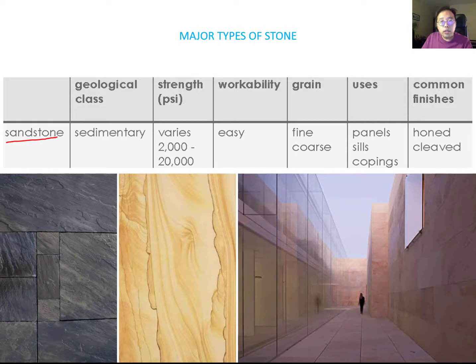However, some sandstone is bad for weather resistance because of porosity. It mostly consists of sand. So it means some sandstone has lots of porosity. That's why it's not suitable for exterior cladding, because lots of water can get into the space.